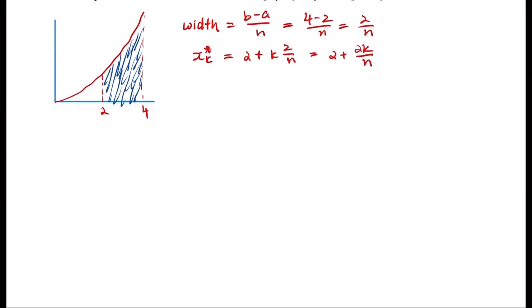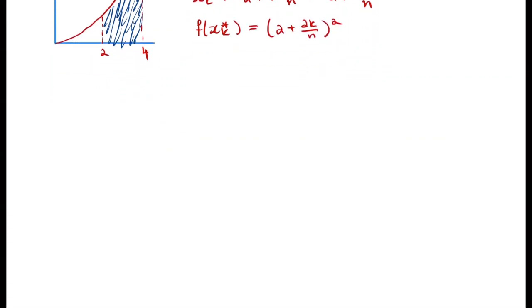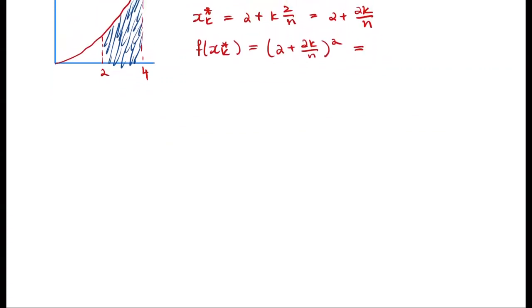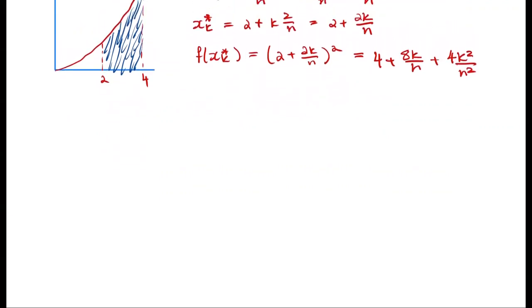And finally, f of xk star here, it's just going to be 2 plus 2k divided by n, squared. Or if we expand this all out, what we should get is 4 plus 8k divided by n plus 4k squared divided by n squared. All right, so we're almost done. So let's put this into the area now.